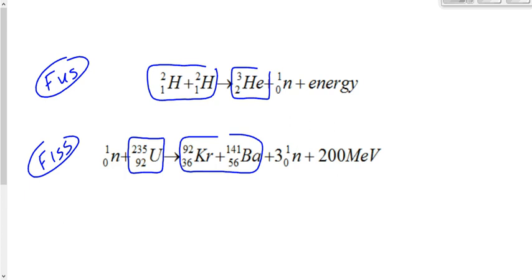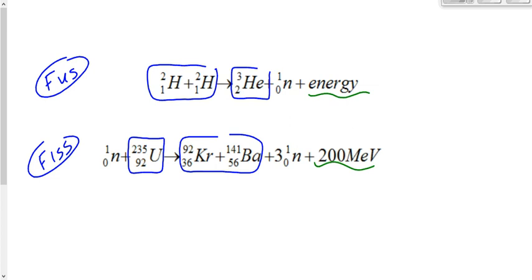Do we take two of them and fuse them together, or do we take one of them and split them apart? That's the difference between fusion and fission. Now, we talked yesterday about the energy that's generated in each of these reactions, and it's not huge. So what is it that produces so much energy?